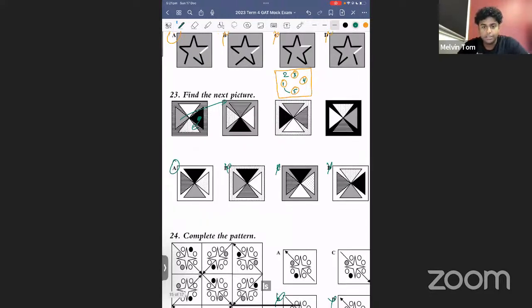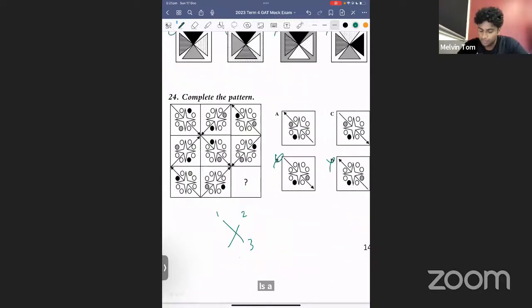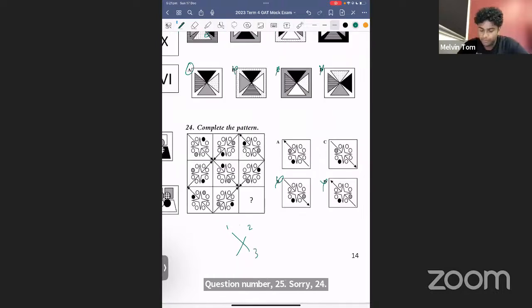Question number 25. Sorry, 24. So 24, well, let's start with the easy one.